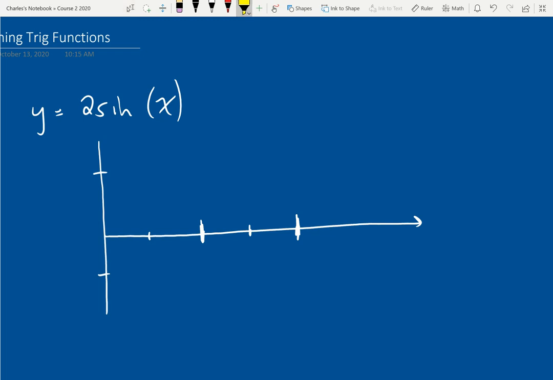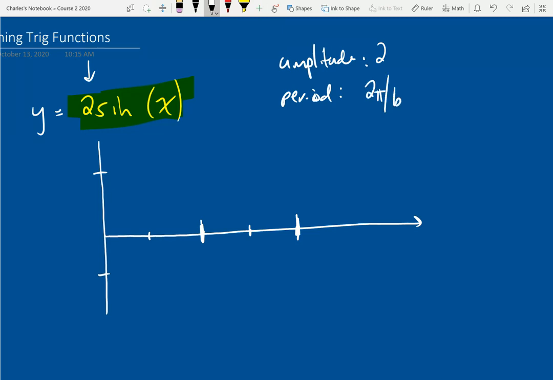So the first one is y equals 2 sine of x. What I know is that this is going to make some kind of a wave. It's going to have a peak, it's going to have a bottom, and it's going to have these features called amplitude and period. The amplitude is easy. That's this value right here, so it's going to have an amplitude of 2. And it's going to have a period of 2 pi divided by b. The b value is the coefficient on the x on the inside. In this case, the coefficient is 1, so my period is going to be 2 pi.